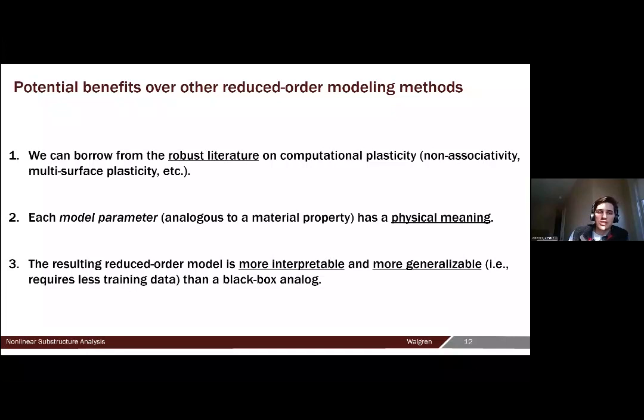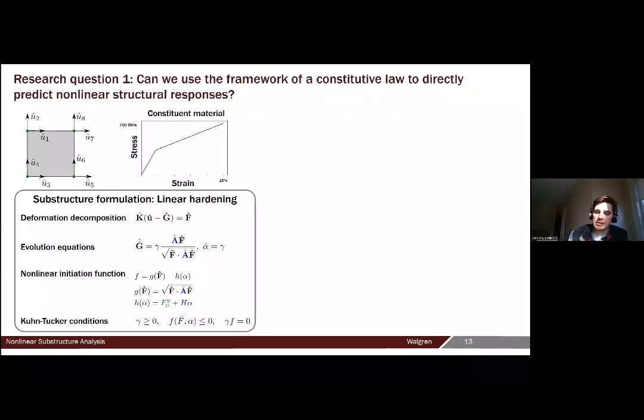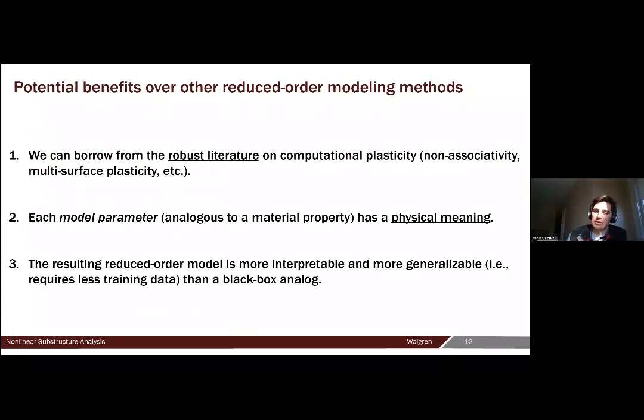But potentially what we could do is we can borrow from the robust literature on plasticity, so we can have a wide range of flexibility to capture a wide range of different structural responses. Second, because we're borrowing from plasticity models, each model parameter is analogous to a material property, and on the structural scale, these model parameters still have physical meanings. So instead of a traditional machine learning approach where you have a lot of hyperparameters, you have a lot of weights on all of your neurons, all of those get muddled together, and it's very hard to extract a physical meaning out of one specific weight for one specific neuron. When we use model parameters that are analogous to material properties, we can have a physical meaning because each one of those represents something like yield force or etc.